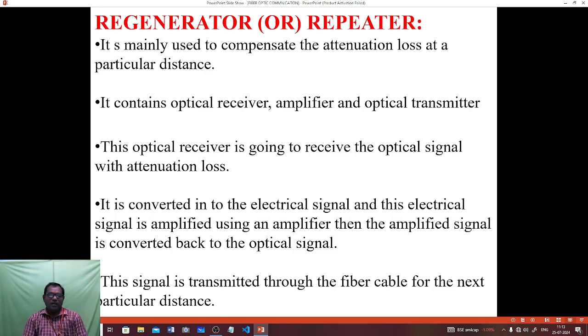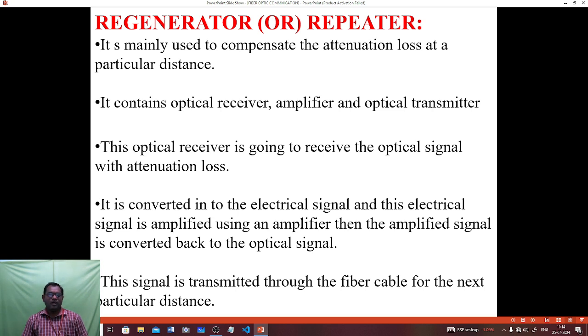In a regenerator or repeater, it is mainly used to compensate for the attenuation loss at a particular distance. It contains an optical receiver, amplifier, and optical transmitter. The optical receiver receives the optical signal with attenuation loss. It is converted into an electrical signal, and this electrical signal is amplified using an amplifier. Then the amplified signal is converted back into an optical signal. This signal is transmitted through the fiber cable for the next particular distance. This is the main part of the communication medium, which is called a regenerator or repeater.